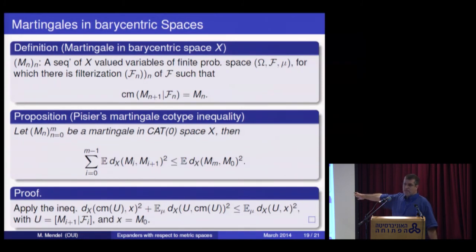Again, in Hilbert space, this is just an equality, a basic property of martingales. The nice thing here is that this can actually be defined, and although martingales in this abstract setting are very different, I mean, they don't have many of the properties that you're used to in regular martingales, still, this inequality holds. It's called the Pisier martingale inequality because Pisier used it to characterize the uniformly convex Banach spaces that I talked about before. Very nice work. But the proof that CAT(0) has this property is basically one line.